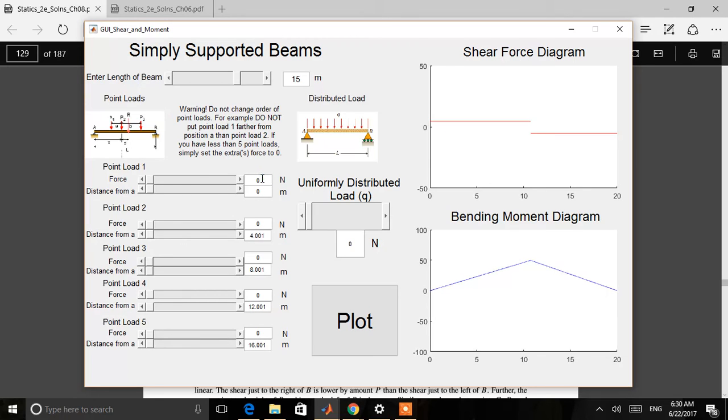Alright, and then let's make this, let's say 10 newtons each. So that's like the p-value that they had. And I won't use my last point load because that's a 5th point load. So they'll just be 0. Now let's go ahead and make these 3 meters apart.